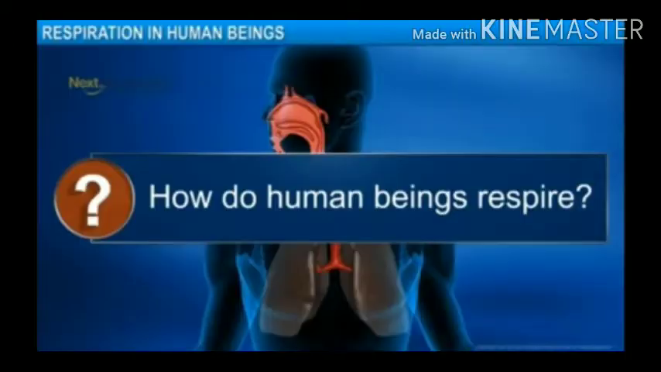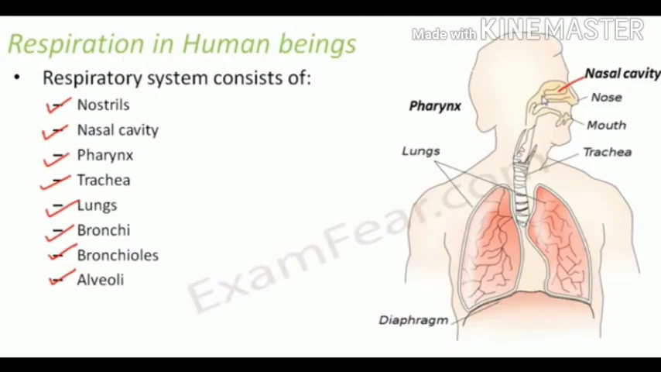How do human beings respire? So the human respiratory system consists of so many things. It starts with our nostrils, then nasal cavity, pharynx, trachea, lungs, bronchi, bronchioles, and alveoli. So many things together constitute the respiratory system in human beings. So we will talk about each of these parts in detail one by one.